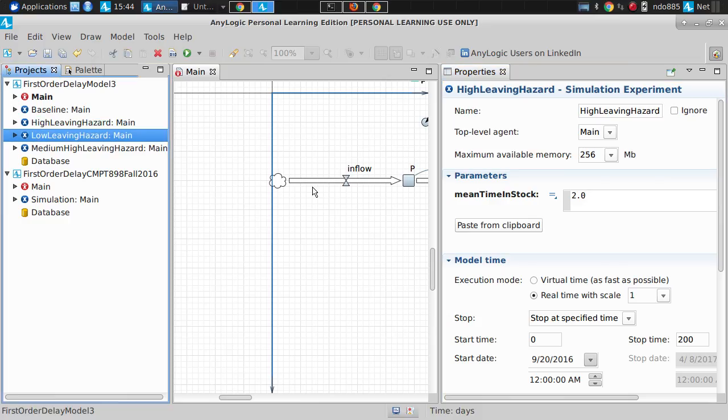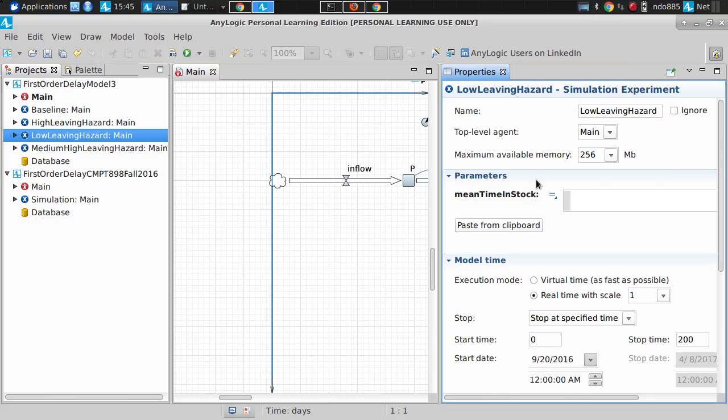Indeed. Okay, low leaving hazard, 0.01. What's the equivalent mean time in stock? If we had an alpha of 0.01, what would be the equivalent mean time in the stock? What does that imply about the mean time in the stock?